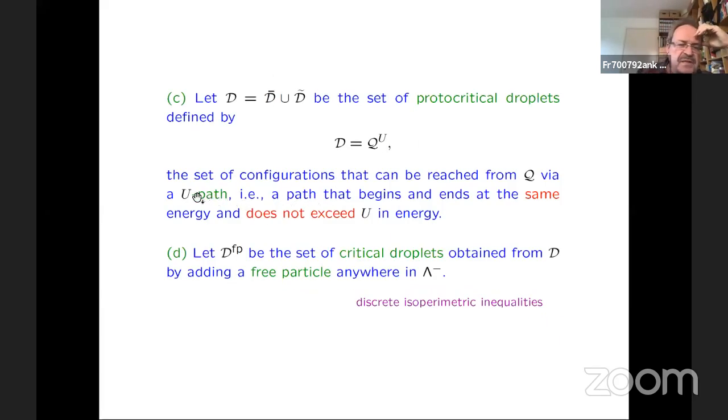And what happens is that since delta is larger than u, all paths that are such that you never exceed your current configuration in energy by more than u will happen, and will easily happen before your next particle comes from the boundary of the box.